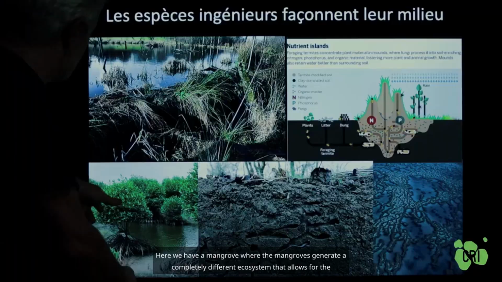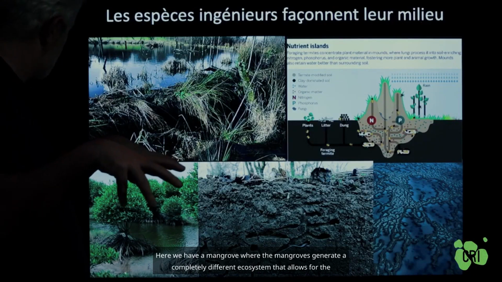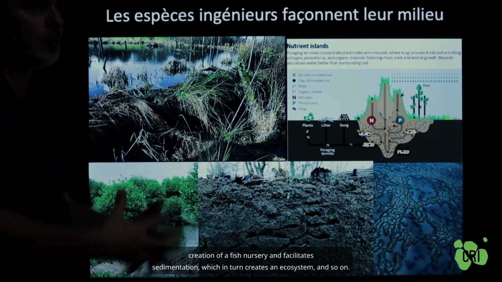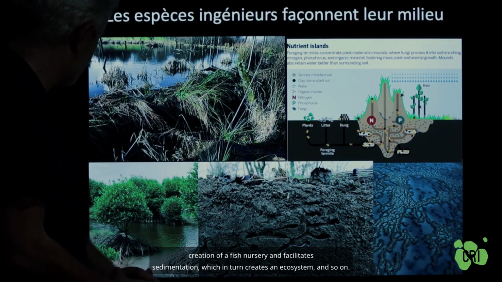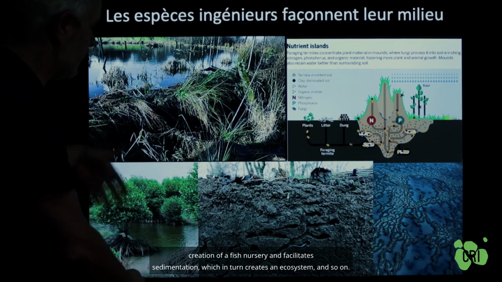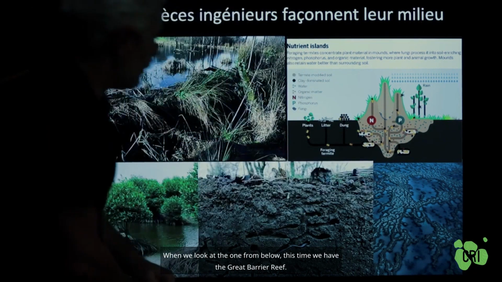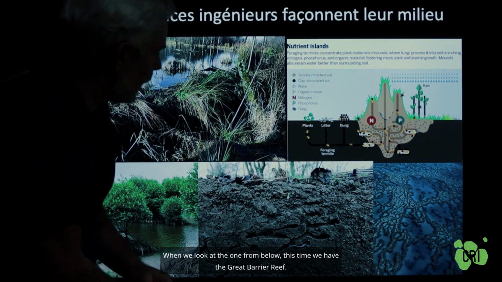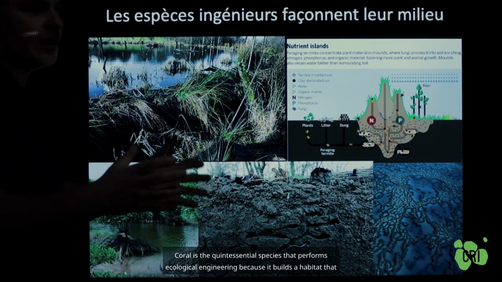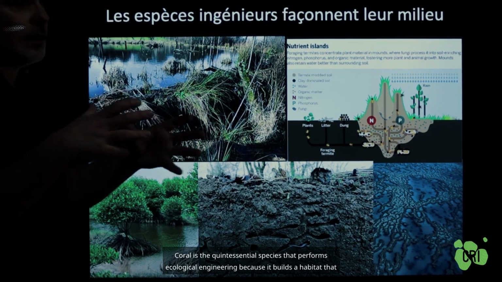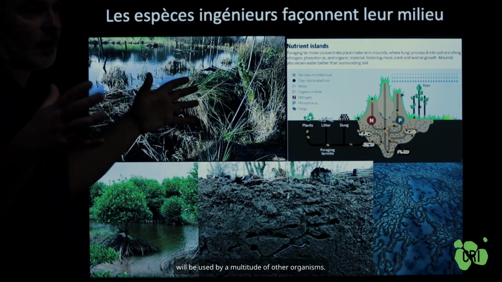Here we have a mangrove where the mangroves generate a completely different ecosystem that allows for the creation of a fish nursery and facilitates sedimentation, which in turn creates an ecosystem, and so on. When we look at the one from below, this time we have the Great Barrier Reef. Coral is the quintessential species that performs ecological engineering because it builds a habitat that will be used by a multitude of other organisms.